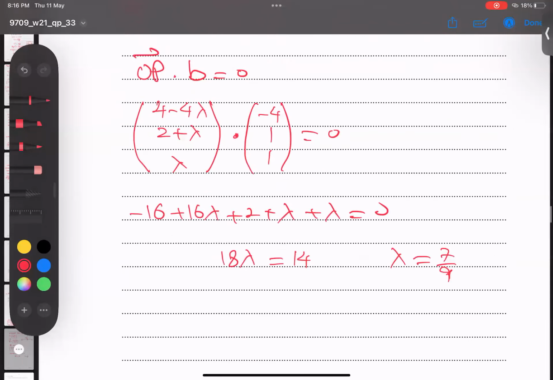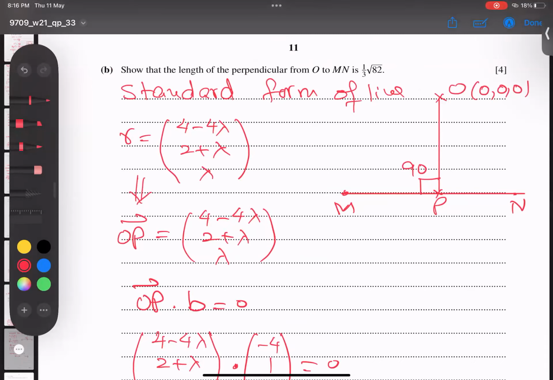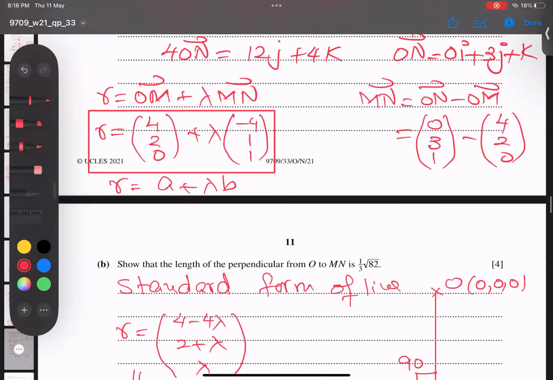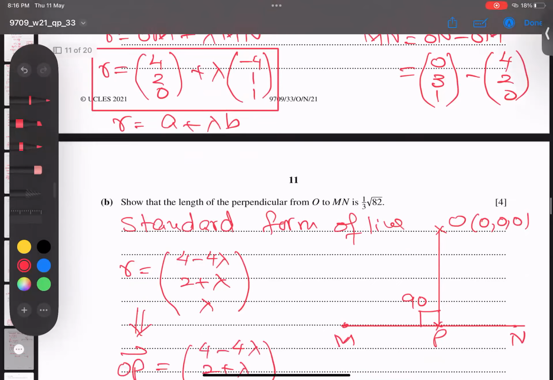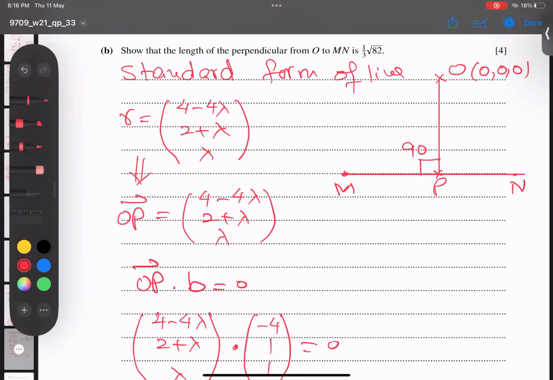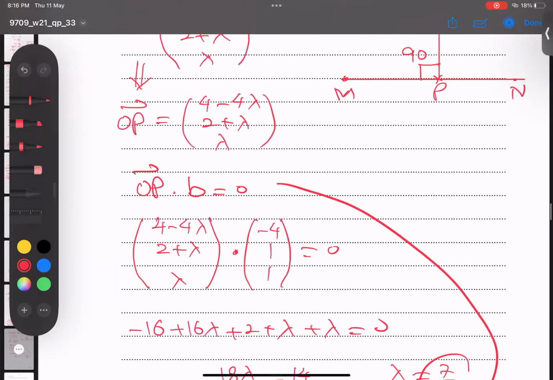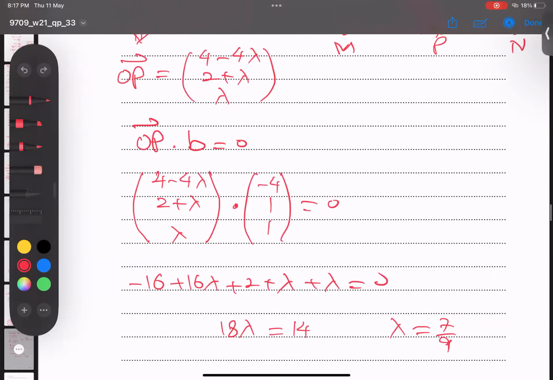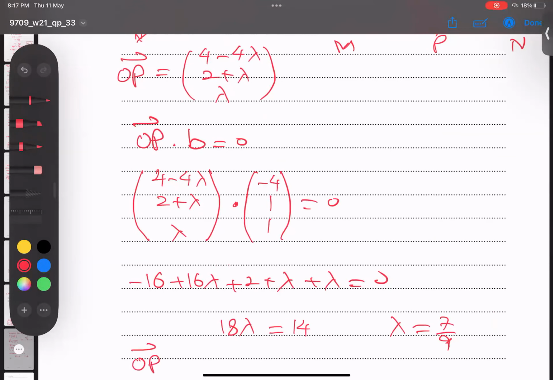So let's go for the R value, because we asked for the length of the distance. Okay, and how do we find the length of distance, students? If I plug the lambda value back into this equation, I will get the value. So let's see now. It means I get the OP coordinates. What are the OP coordinates, students? When I plug in this 7 by 9 there, let me check, 4 minus 4 times 7 by 9. Okay, I'm getting here the OP coordinates. When I plug in this value here, I'm getting 8 by 9.